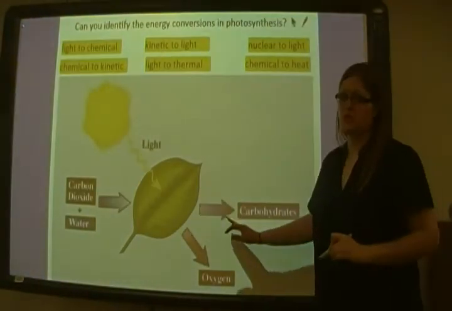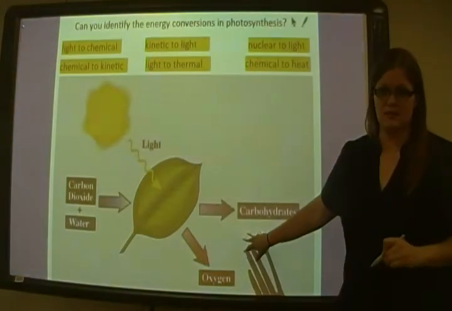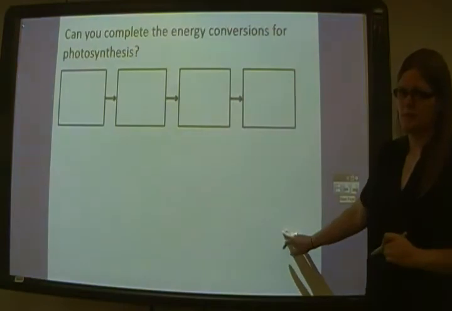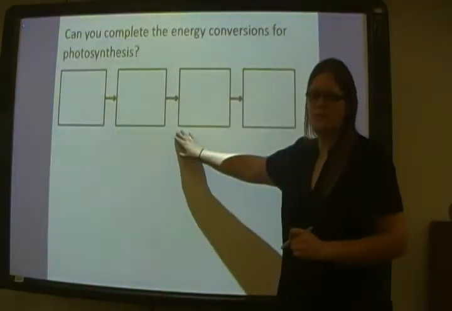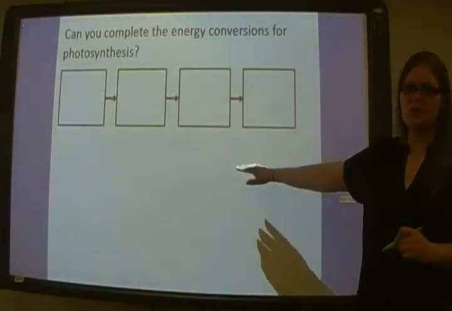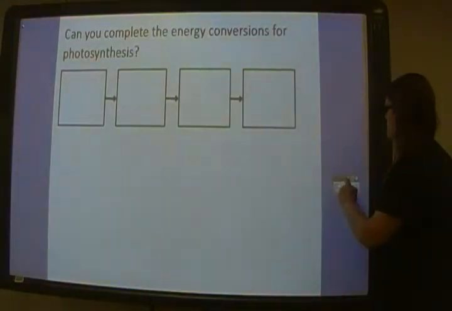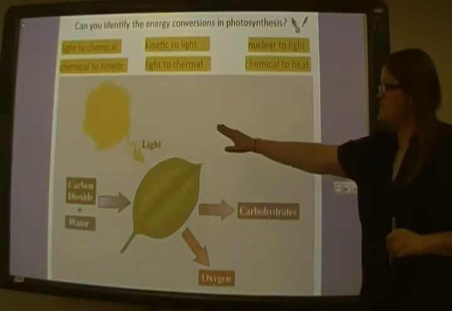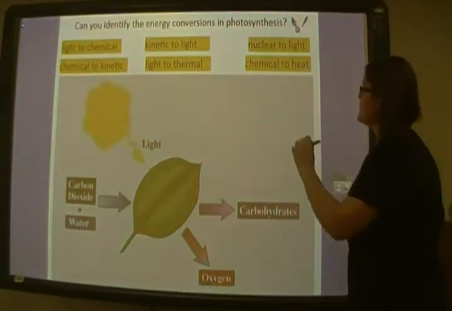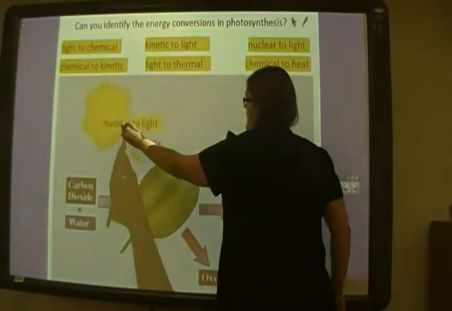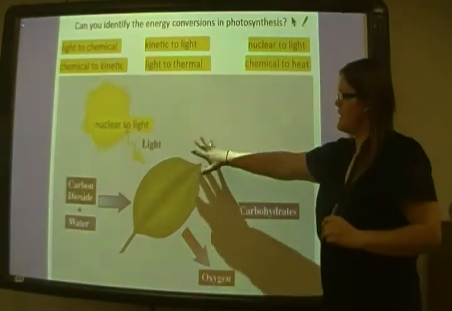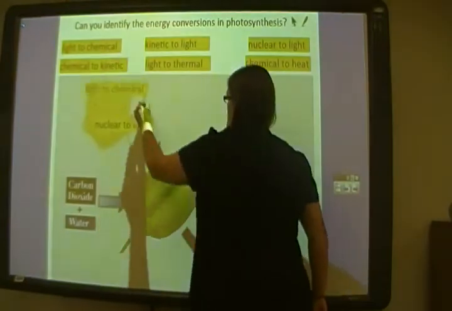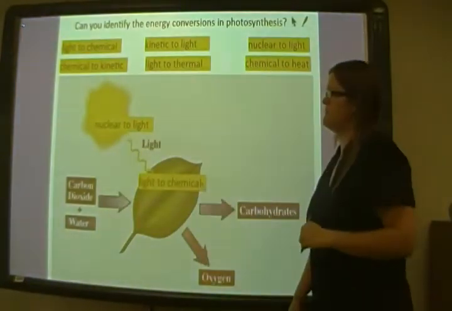Can you identify the energy conversions that take place in photosynthesis? In your notes, on your right side page, draw a flow map to map the conversions of energy in the process of photosynthesis. If we start from the sun, we know that the sun is nuclear energy releasing to light energy. The light reaches the leaf, and that light energy is then converted to chemical potential energy.